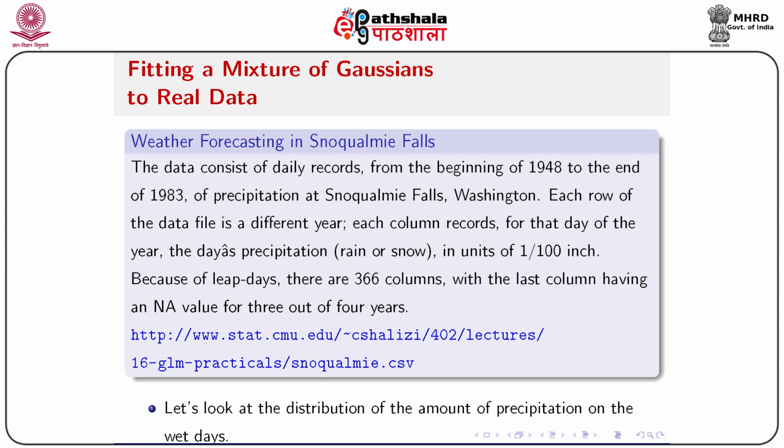Now we'll move to another case study, fitting a mixture of Gaussians to real data. The weather forecasting in Snoqualmie Falls: the data consists of daily records from the beginning of 1948 to the end of 1983 of precipitation at that fall in Washington. Each row of the data file is a different year. Each column records that day for the years, and the value is the precipitation in units of 1/100 inch. Because of leap years, there are 366 columns, with the last column having not available values for 3 out of 4 years. Data can be downloaded from this link, and let's look at the distribution of the amount of precipitation on the wet day.